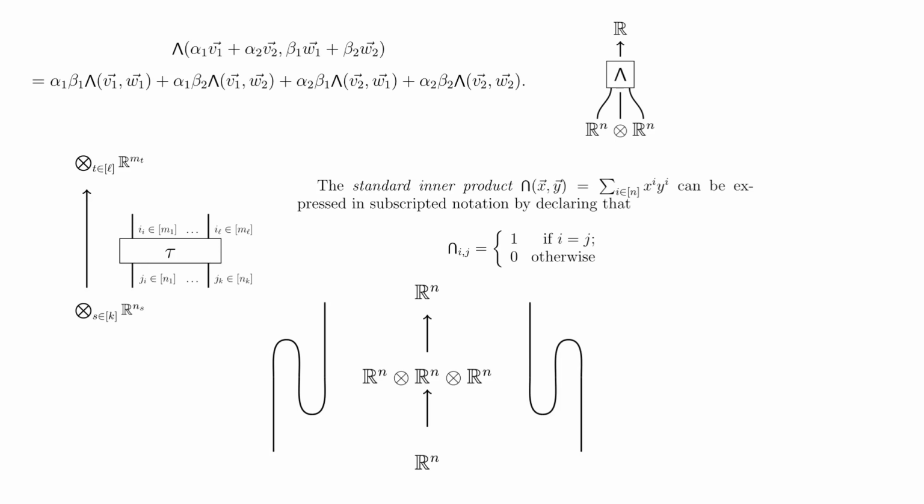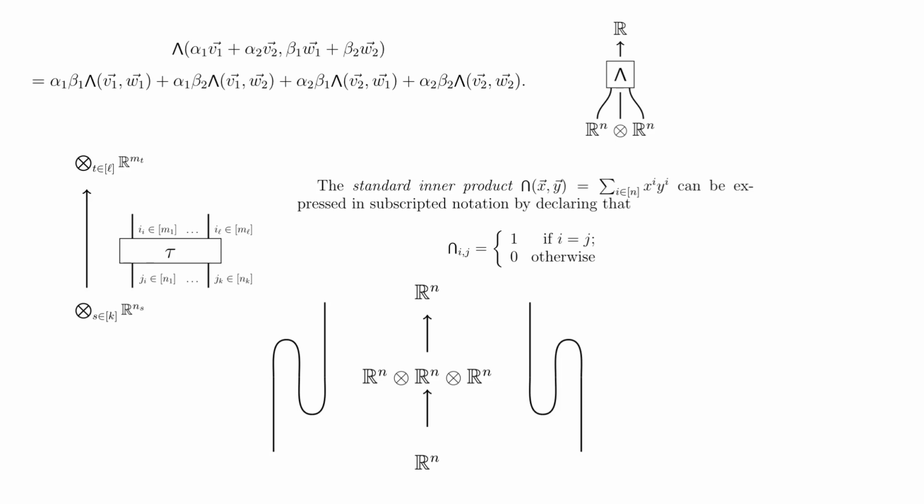An inner product, or a bilinear form, is a function wedge, where wedge of a pair of linear combinations is computed as alpha 1 beta 1 times the value of the inner product on the basis elements v1 and w1, alpha 1 beta 2 times the value of the inner product on the basis elements v1 and w2, alpha 2 beta 1 on the pair v2 w1, and alpha 2 beta 2 on the pair v2 w2.